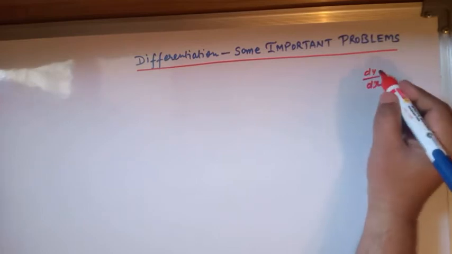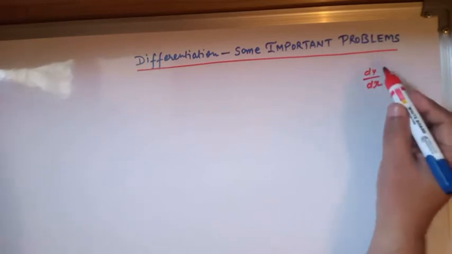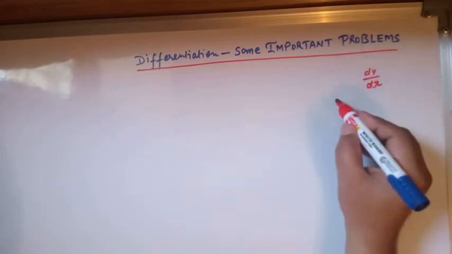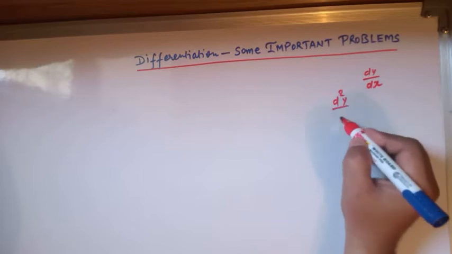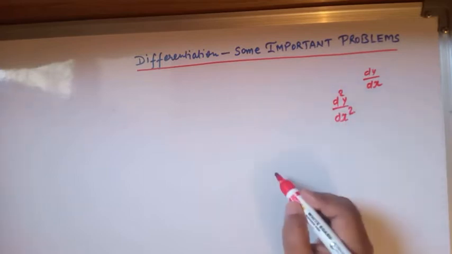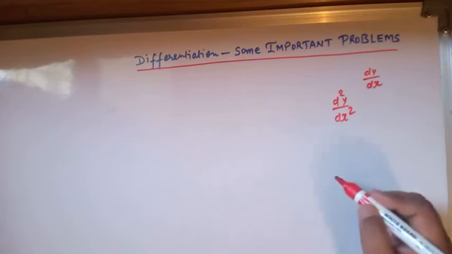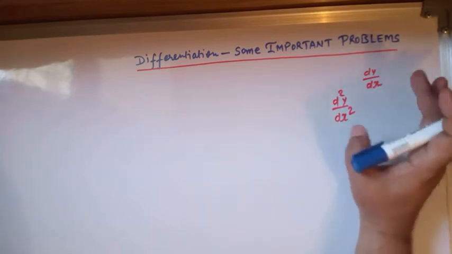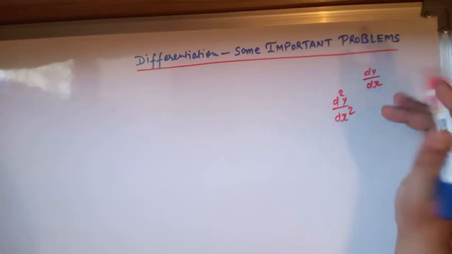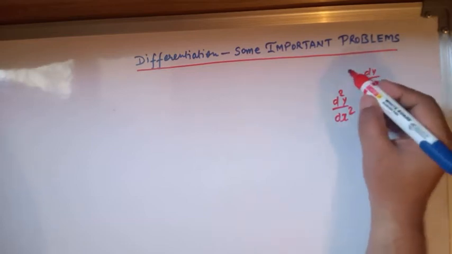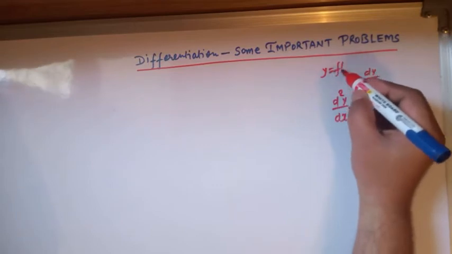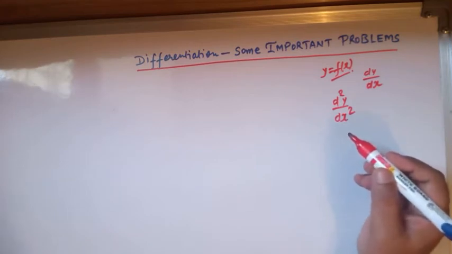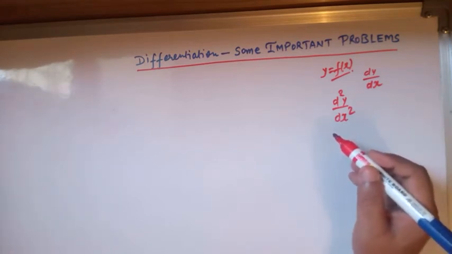A function will be given to us and we are required to find the derivative dy by dx, or in some problems we have to find the second derivative, and in some more problems we will find an expression which is a combination of these two along with the function y equal to f(x). Clear? So let us start with some simple problems.